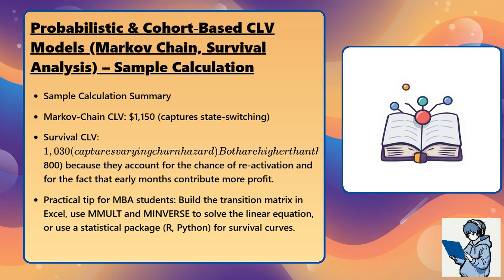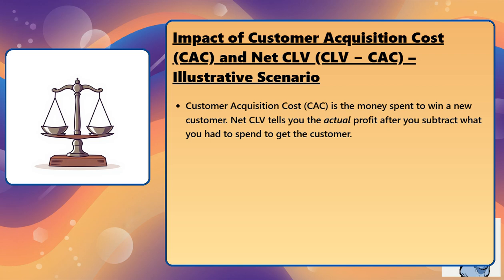Practical tip for MBA students: build the transition matrix in Excel. Use MMULT and MINVERSE to solve the linear equation, or use a statistical package, R or Python, for survival curves. Customer acquisition cost, abbreviated CAC, is the money spent to win a new customer. Net CLV tells you the actual profit after you subtract what you had to spend to get the customer. Net CLV equals CLV minus CAC.